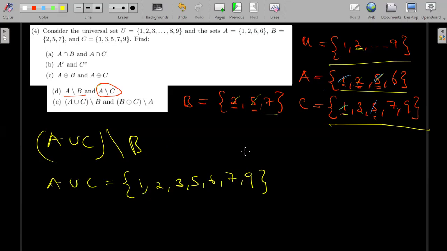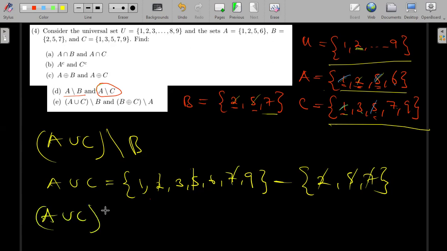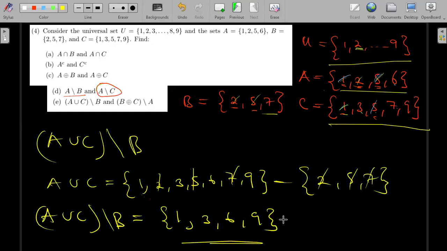Now it's saying the difference with B. So I just remove my B here. So my B is what I'm removing, which is 2, 5, and 7, like that. So removing 2, 2 is there, 5 is there, 7 is there. Then I see, so A union C, set difference with B, what remains in this set is 1 remains, 3 remains, 6 remains, and 9 remains, like that. So this is what I remain with.